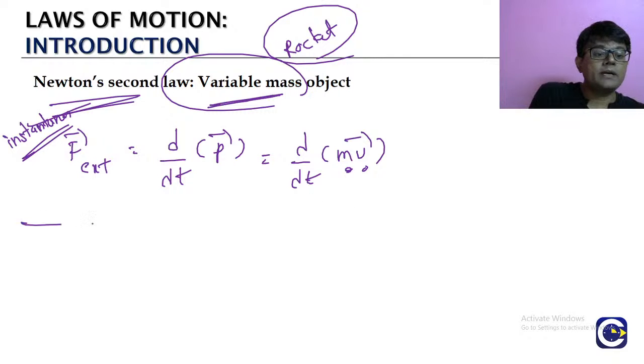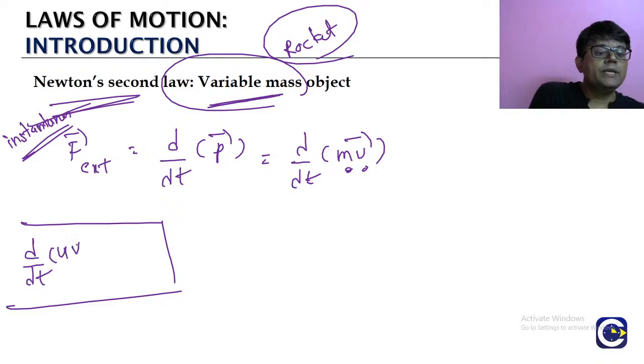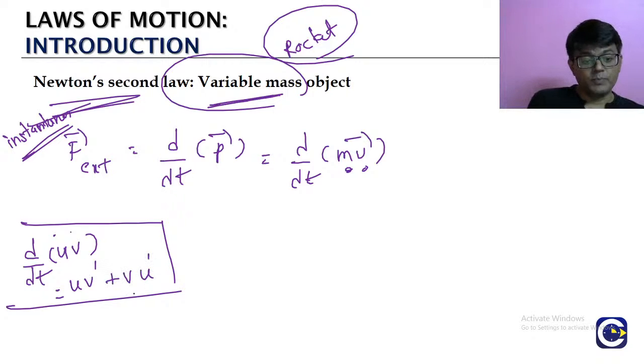Remember, we have the derivative of this u into v type of function. What is it? u into v prime plus v into u prime. Now we are talking about the things that we did in the basic math videos. The derivative of u into v type of function is u into dv by dt plus v into du by dt.